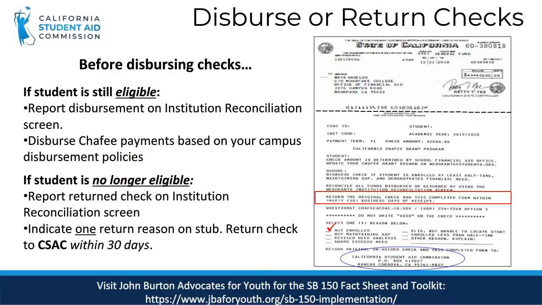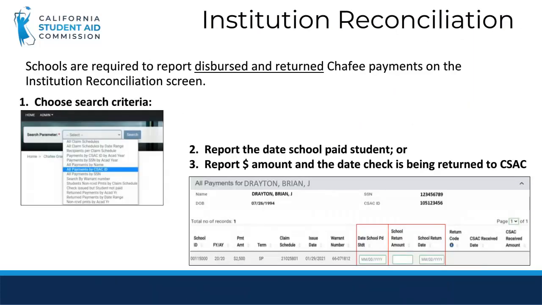Please note, for remote learning or distance classes taking place during COVID, it is recommended to mail checks to students via certified mail with tracking and signature required. All checks paid or returned should be reported on the institution reconciliation screen. Many schools are not using this screen, but it is required and will help you at year-end reconciliation. It is also beneficial in the event a student reports they never received their check.